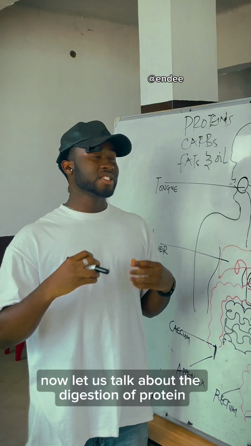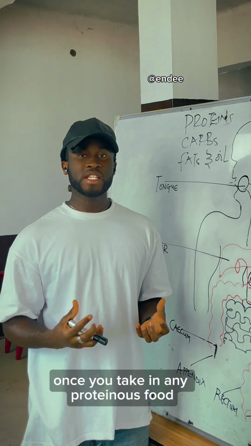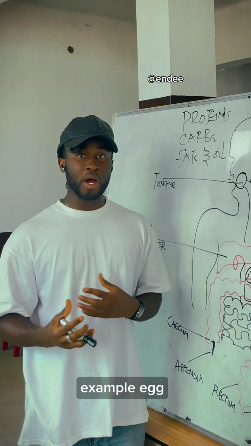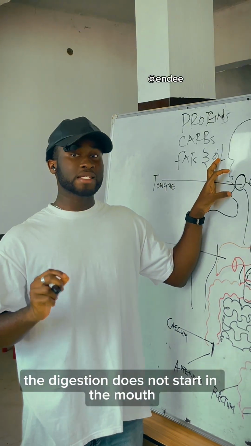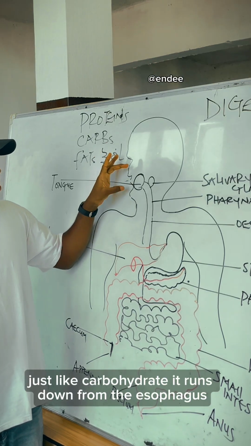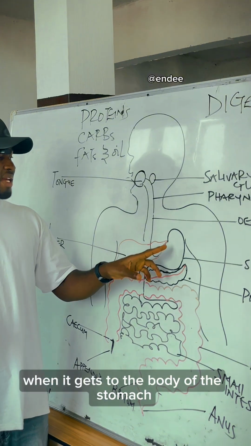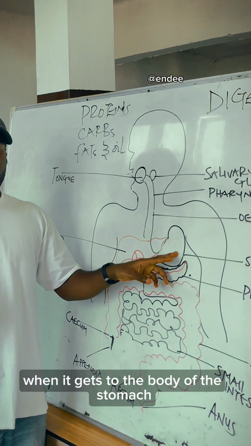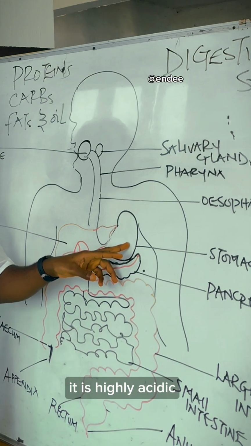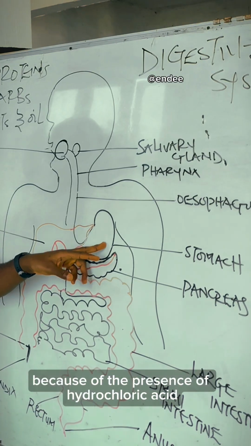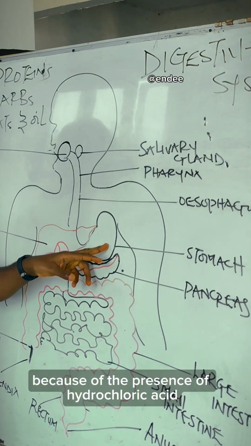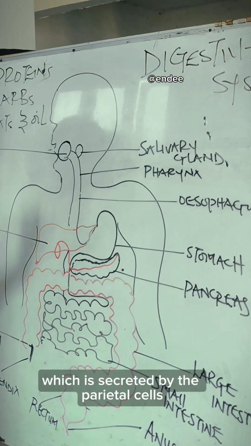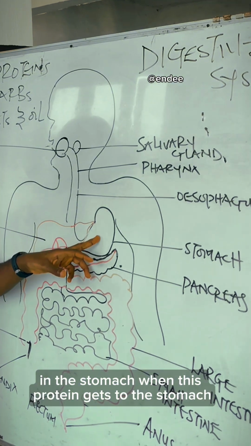Now let us talk about the digestion of protein. Once you take in any proteinous food, for example egg, the digestion does not start in the mouth just like carbohydrate. It runs down from the esophagus and gets to the body of the stomach. Of course, you know that the body of the stomach is highly acidic because of the presence of hydrochloric acid, which is secreted by the parietal cells in the stomach.